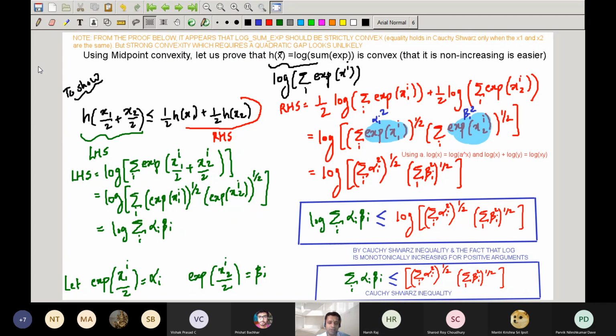Yes, sometimes people use Jensen's inequality analogously or synonymously with convexity. But you could think of convexity as a special case of Jensen's inequality. Okay, sir.